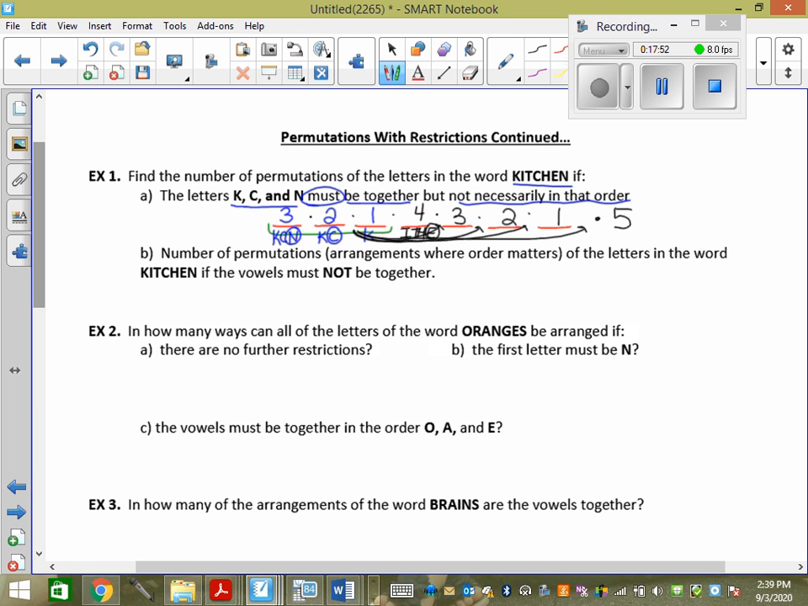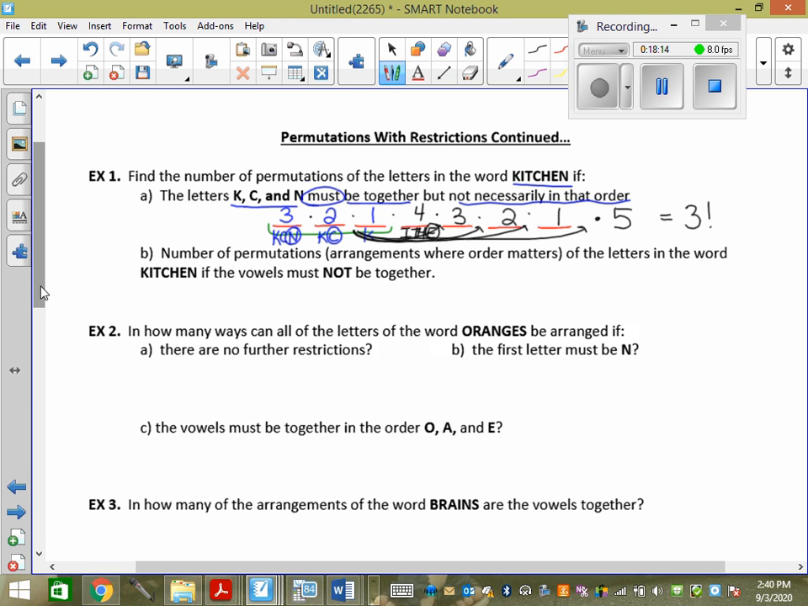Okay? So our answer is going to be, what's 3, 2, 1 representative of? What short form can I write that as? I'm blasting off, right? 3, 2, 1, blast off. 3 factorial. And then this one, 4, 3, 2, 1, blast off, is 4 factorial, correct?